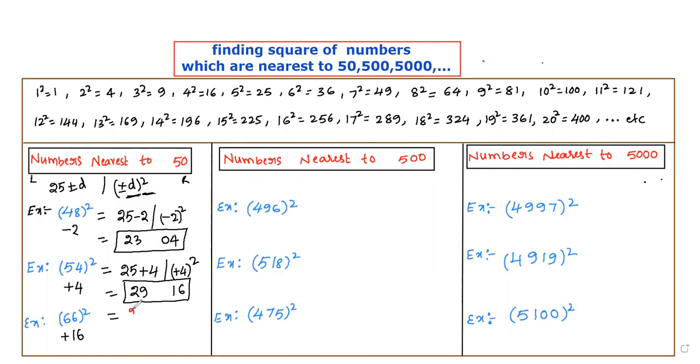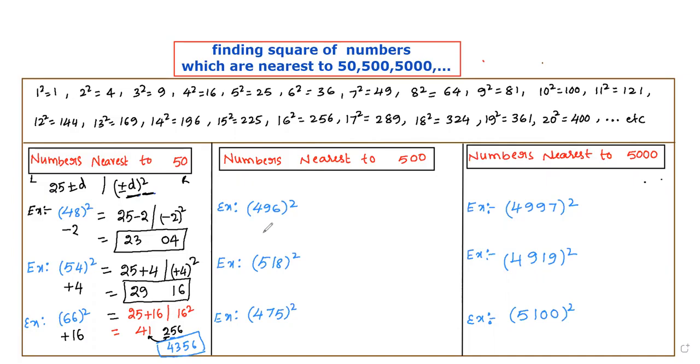Come to this example. Here the deviation is positive, so we add the positive deviation to 25. After that, we find 16 square in the right hand part. So finally we get 41 and 256. We cannot write 256 in two places, so I write 56 first. The extra digit, the first digit 2, is carried over and added to 41. Then we get 43, and we fix the last two places as 56. So the final answer is 4,356 in this case.